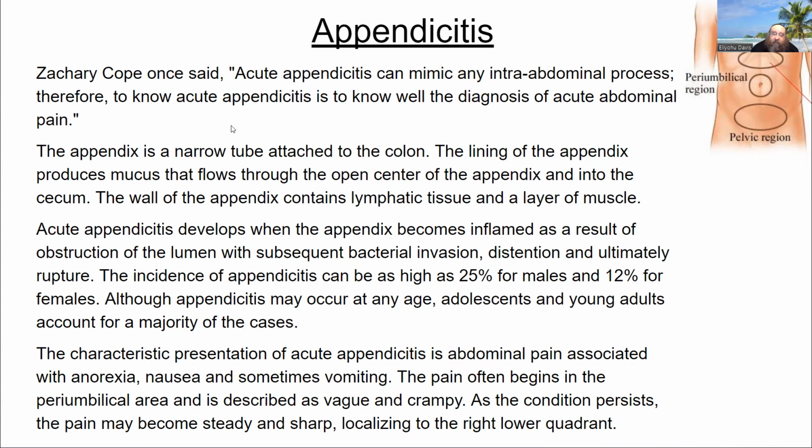Incidence of appendicitis can be as high as 25% for male, 12% for females. So even though female in my case, only half the number of appendicitis. Though appendicitis may occur at any age, adolescents and young adults account for the majority of the cases. So she fit, being in seminary, that makes her, I guess, an adolescent or a young adult, but not male. Until what age, I don't know. Young adults, I think, usually are till mid-20s, maybe 30.